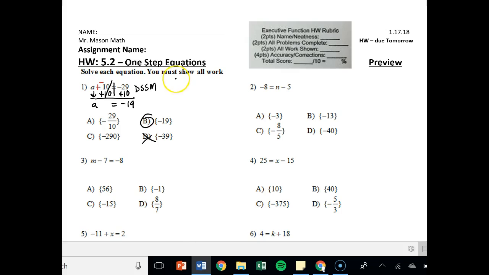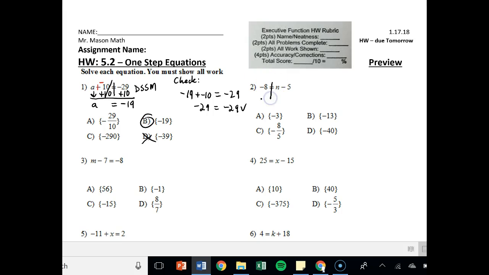And then you're going to check your work. So you're going to check your solution by plugging it back in. So negative 19, that was my answer, right? Plus a negative 10. Does that equal negative 29? And hopefully you should get negative 19 plus negative 10, oh, negative 29 equals negative 29. So, wait, Mr. Mason, do you want us to do that for every problem? Yes, I do.